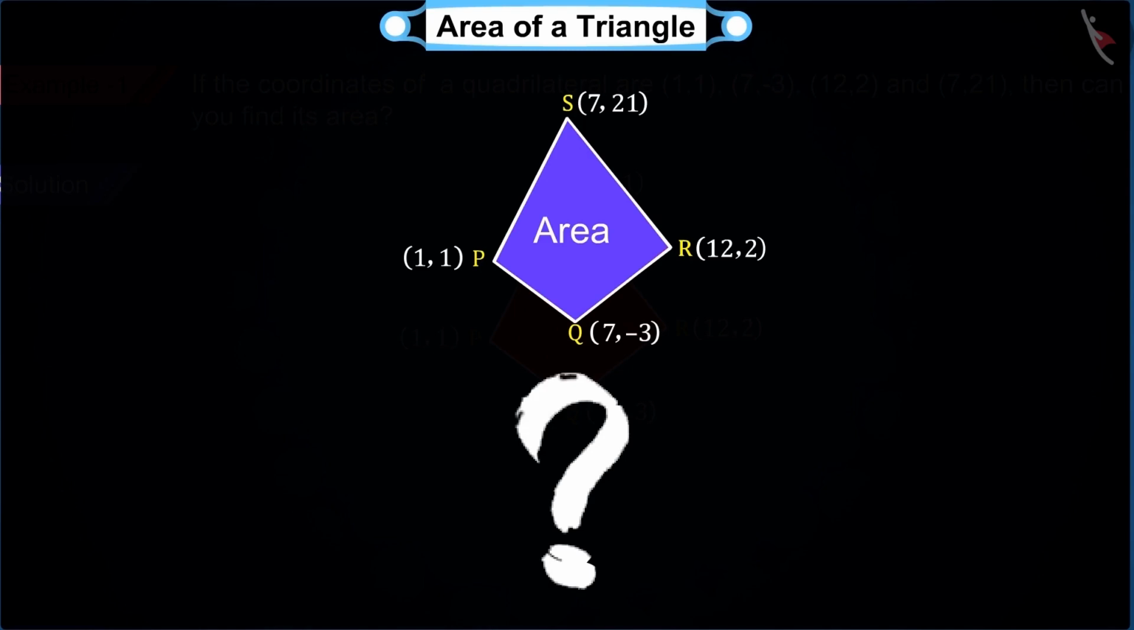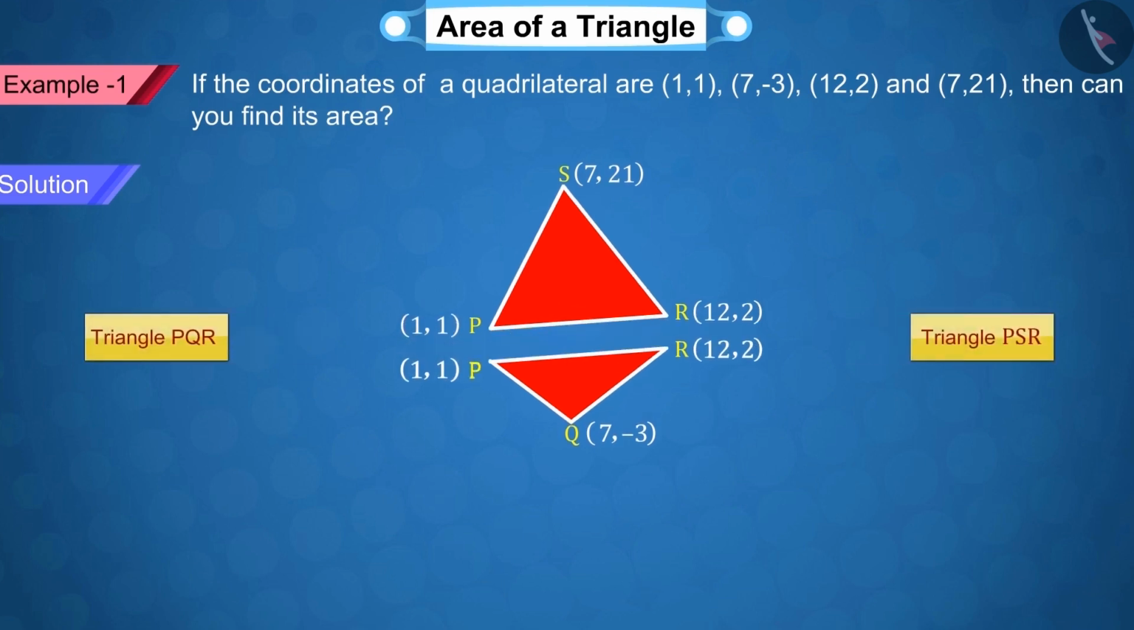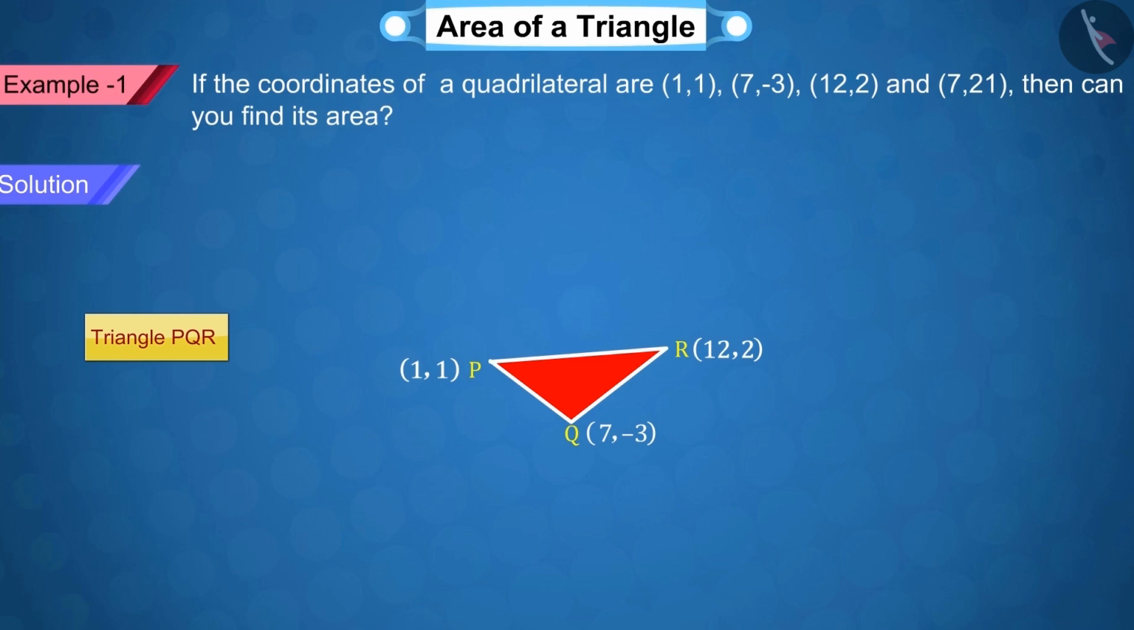Correct. If we join the point P to the point R, then the quadrilateral gets divided into two triangles, PQR and PSR, with the help of which we can find the area of the quadrilateral. Let's first observe the triangle PQR.